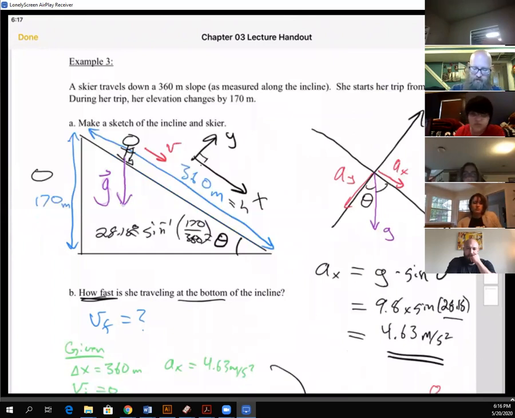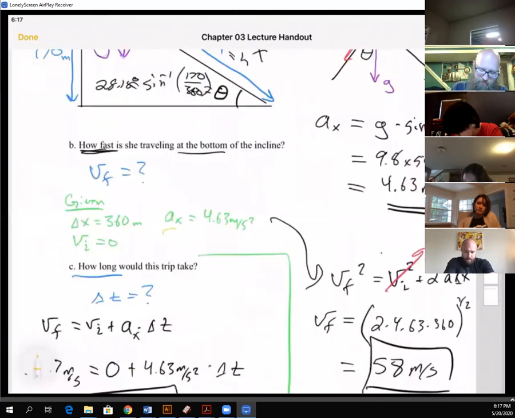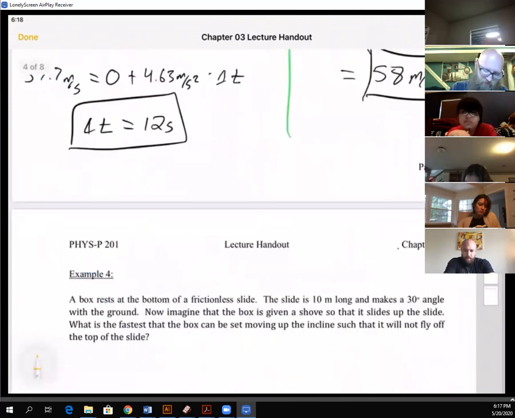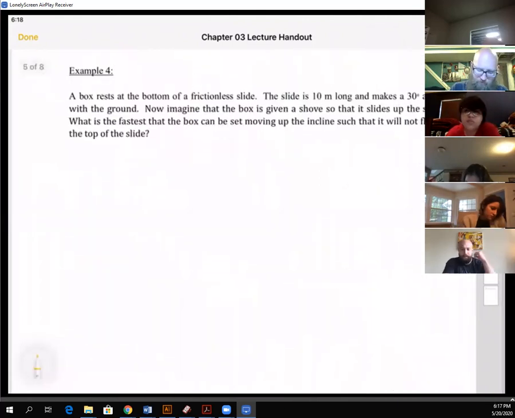The tricky part is figuring out the size of the acceleration, or really what part of the acceleration causes this skier to accelerate down the slope. And it turned out it was the x component right here. A sub x is what accelerates him down the slope. And then it's just a kinematics question with a smaller acceleration. So I want to do another problem like that. I want to do example number 4.